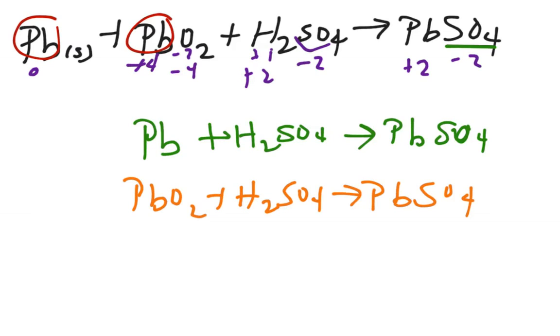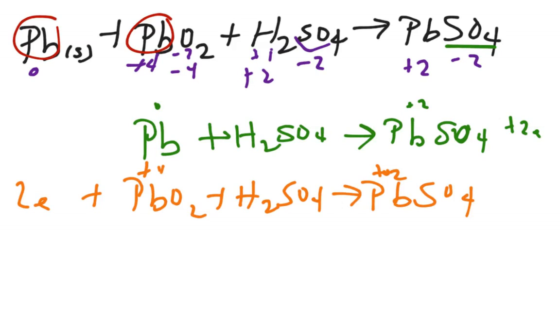Alright, so let's go through and put on here their oxidation states. This is 0, this is +2, so I'm going to have 2 electrons here. This is +4, and this is +2, so I'm going to have 2 electrons here.